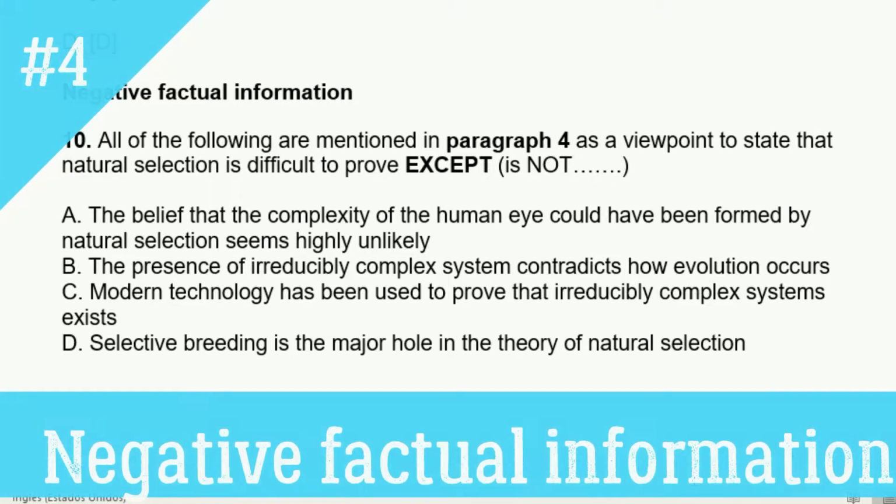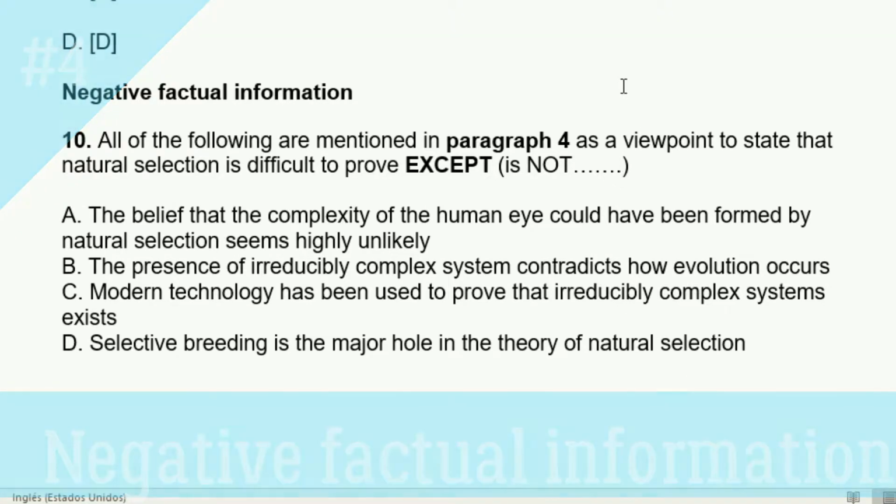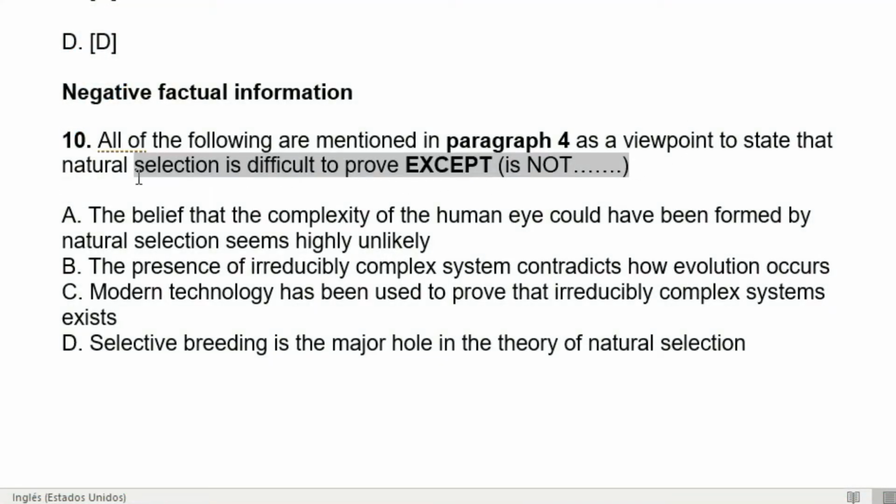Continuing, we have the negative factual information questions. They are easy to spot because of the keyword except and is not. In here, you can have is not true, is not mentioned, stated, discussed, and some others. Something important to mention in here is that these 2 keywords are always with capital letters.